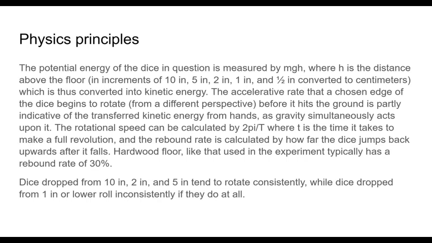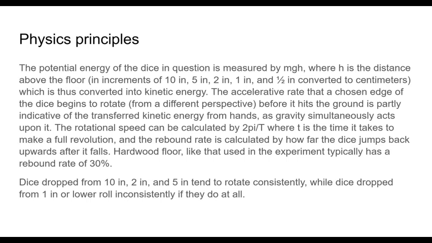The accelerative rate at which a chosen edge of the dice begins to rotate, from a different perspective, before it hits the ground is partially indicative of the transferred kinetic energy from hands, as gravity simultaneously acts upon it. Rotational speed can be calculated by 2 pi over t, where t is the time it takes to make a full revolution, and the rebound rate is calculated by how far the dice jumps back upwards after it falls.